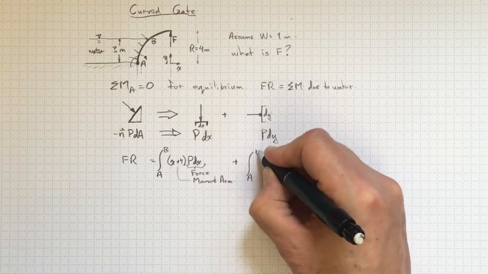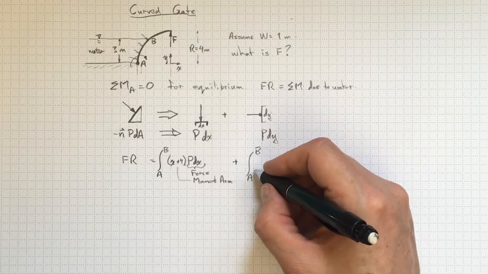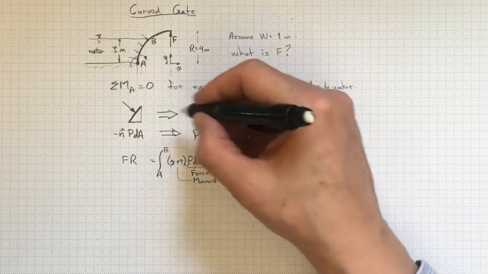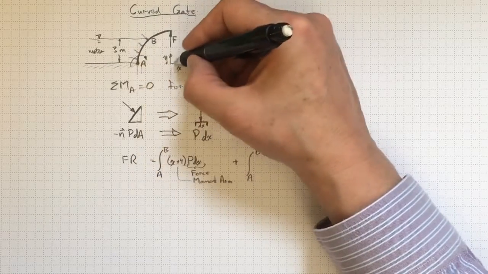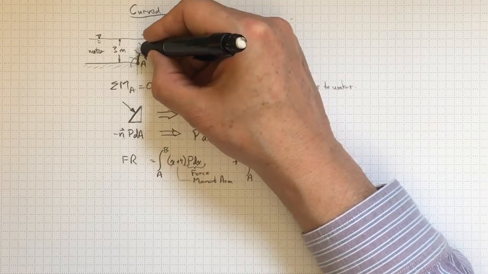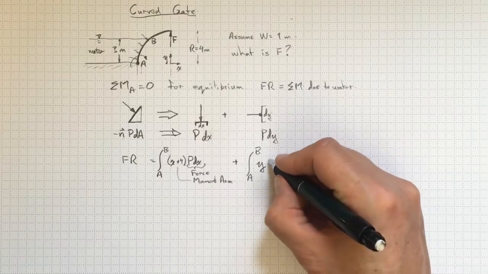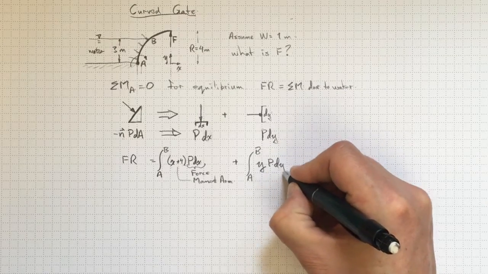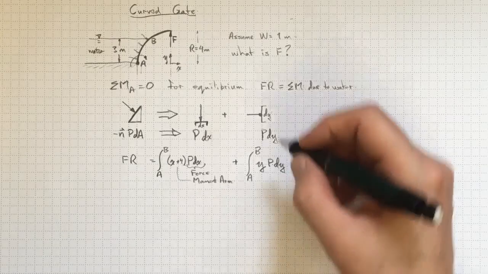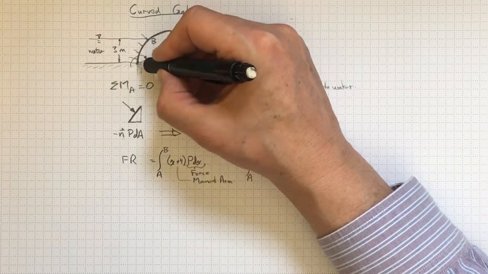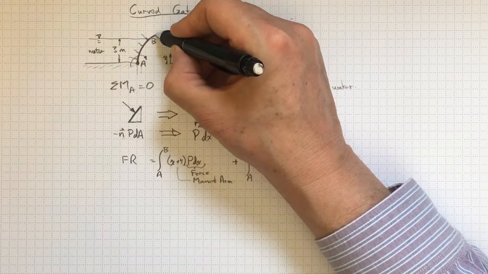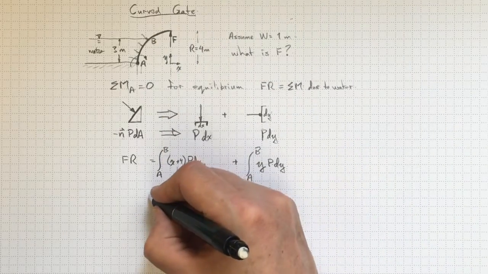So integral from A to B, the moment arm will be just equal to y. It's whatever height we are above A. So there's our moment arm, y, times the pressure, times dy. And the two of them combined together account for the fact that we've got surfaces facing in different directions as we go along that arc.